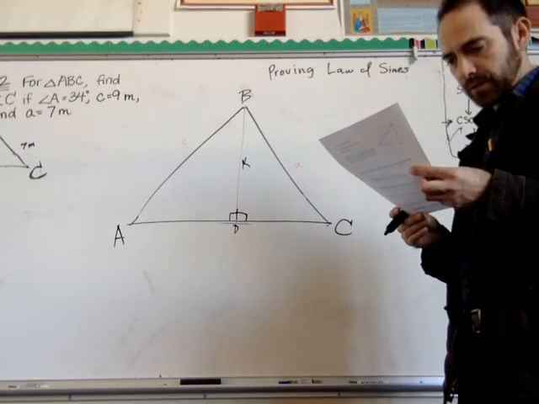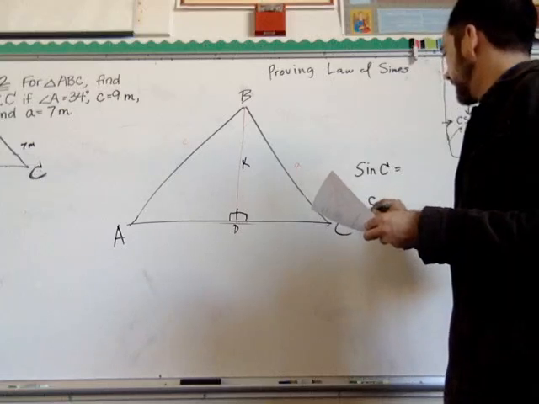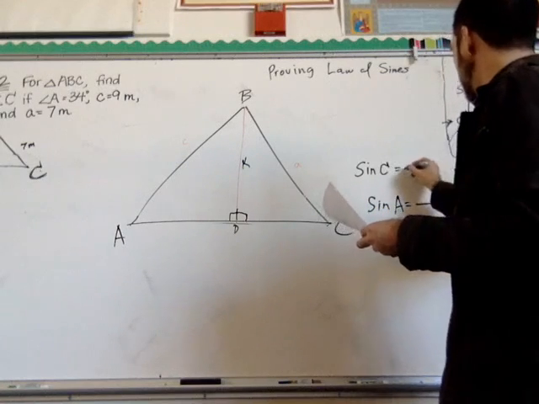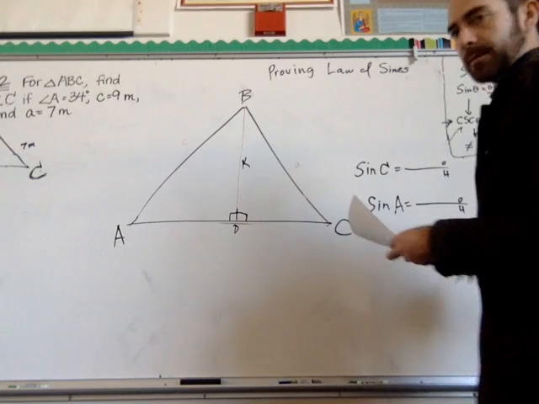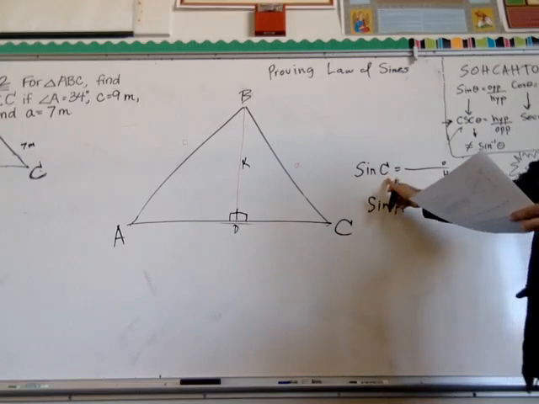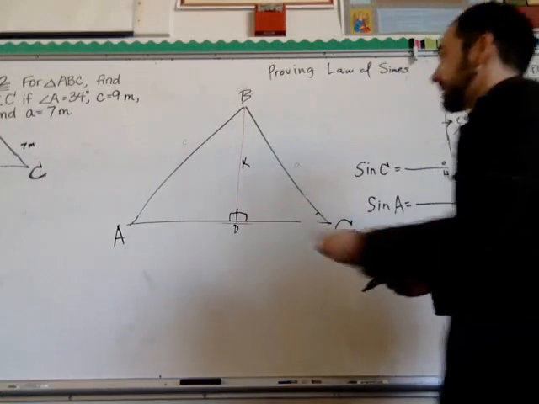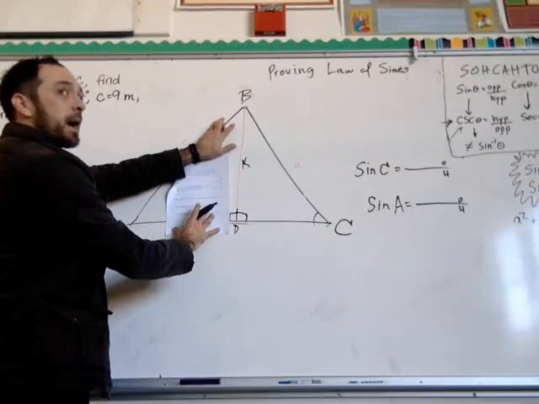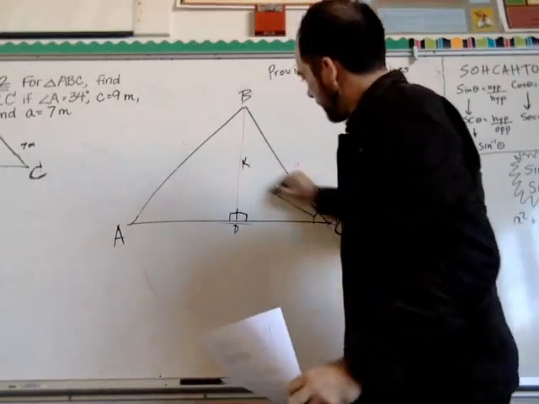Now let's look at this. The altitude creates two triangles, right? So if I express the sine of C and the sine of A, let's go ahead and start there. We know that the sine of an angle is the opposite over hypotenuse. Opposite over hypotenuse, right? So let's do it for C first. From this angle here, theta, what is my opposite side of the triangle? Forget about this side of the triangle. Forget about that. Just looking here, where is the opposite side? K.